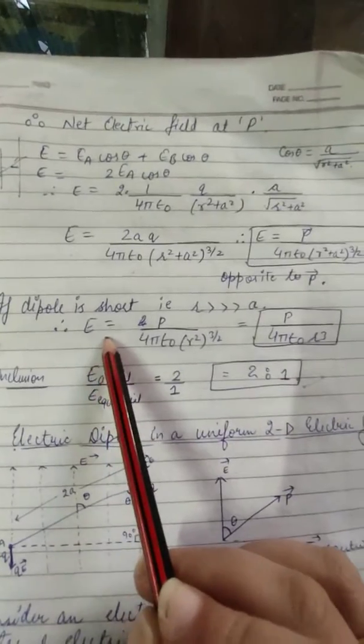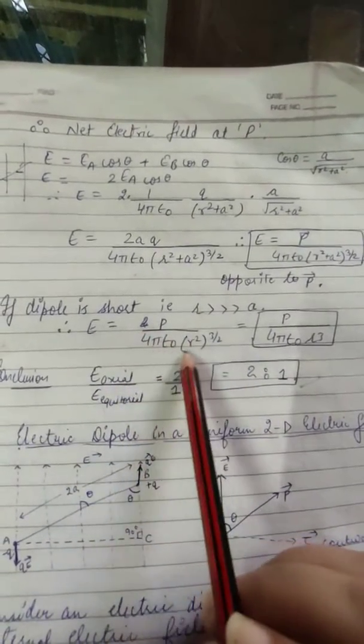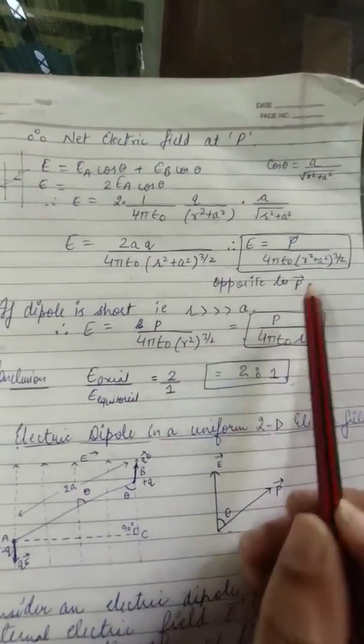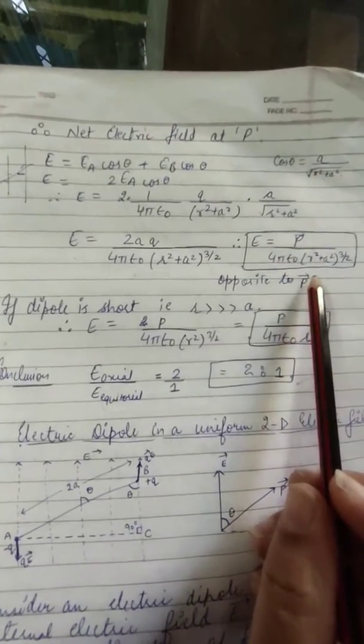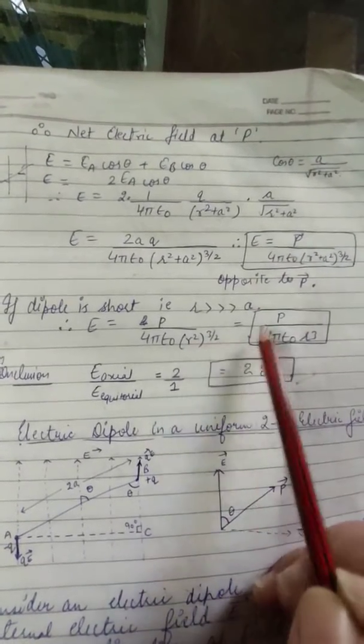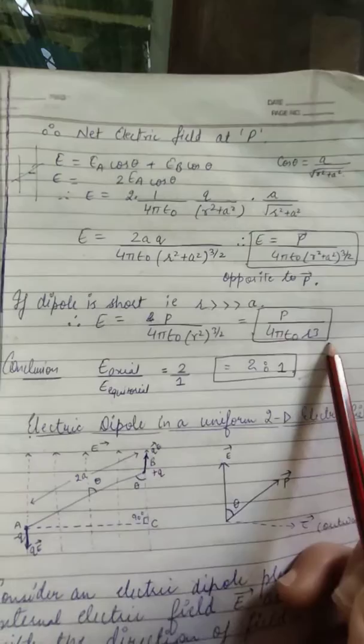You will get the formula of electric field E is equal to P upon 4 pi epsilon naught R square, because a is very small, so you can neglect the a, that is R square raised to power 3 by 2. You will get P upon 4 pi epsilon naught R cube.